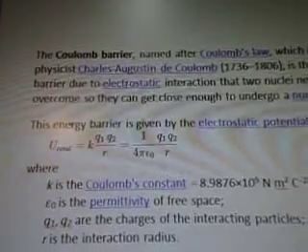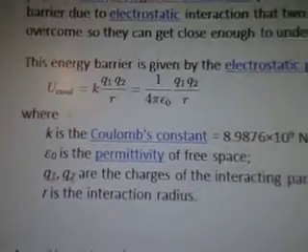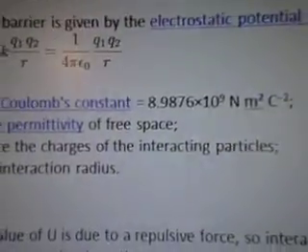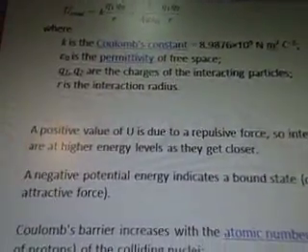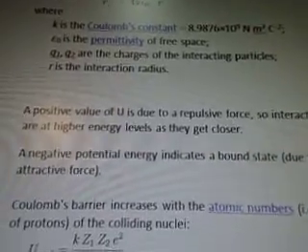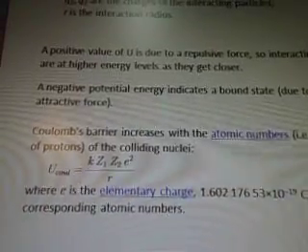This energy barrier is given by electrostatic potential energy, and there's the formula for it, okay? So K is Coulomb's constant, epsilon-naught is the permittivity of free space, Q1 and Q2 are the charges of the interacting particles, and R is the interaction radius. So take a look at that there, okay? A positive value of U is due to a repulsive force, so interacting particles are at higher energy levels as they get closer. A negative potential energy indicates a bound state due to an attractive force.